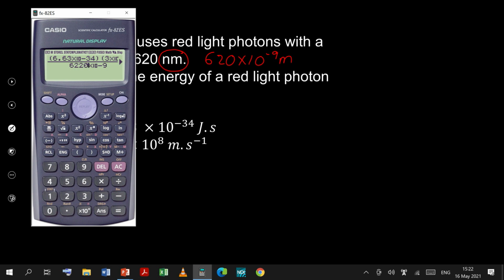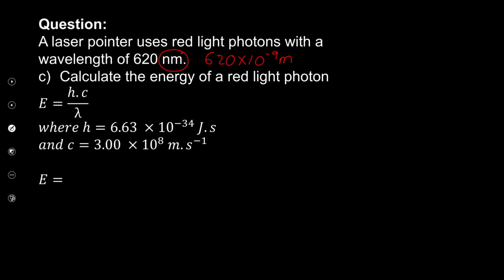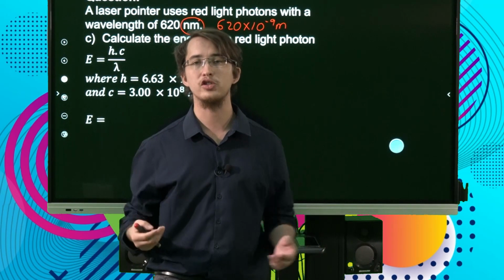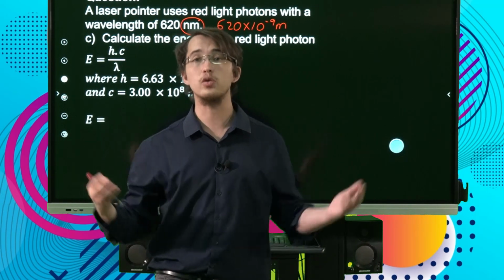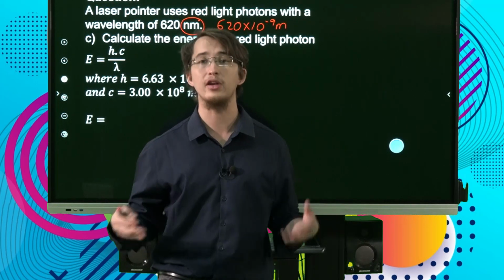Oh, I've made a mistake on the calculator. Let me just fix it. And then we hit equals. And we get that the energy of a photon of red light is only 3.208 × 10^-19 joules. So we can see that the light from a red laser pointer carries quite a small amount of energy. What else does this question ask us to explain or understand?